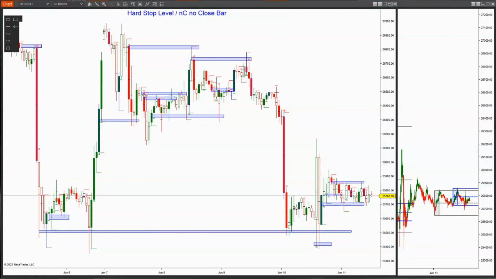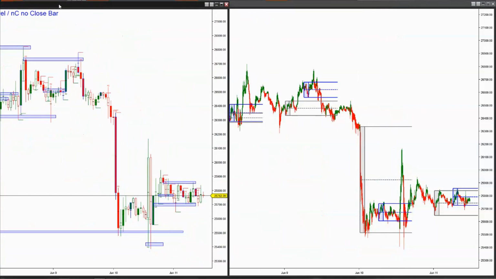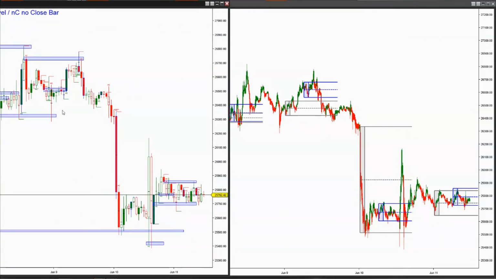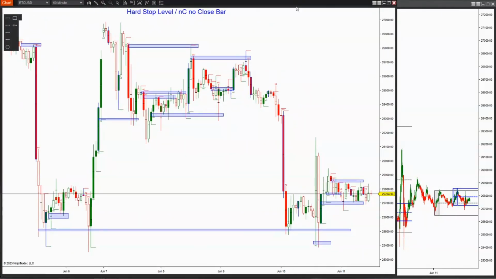So all these little blue boxes are just highlighting the no close bar. I'll slide this over here so you can see this. This is the hourly. This is that swing, and then there's that breakdown. We hit that range, and then there's the breakdown. Hit that range, and then there's the breakdown. So you're dealing with the no close bar, with the NC.